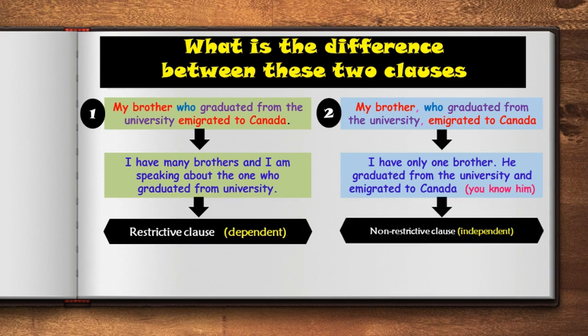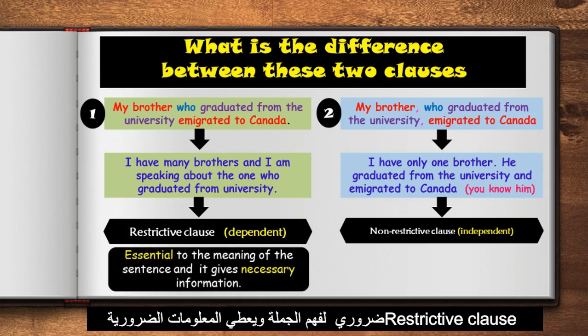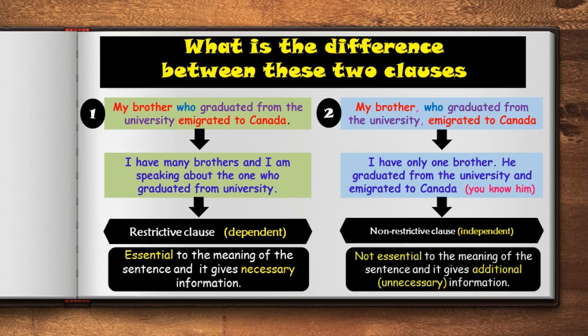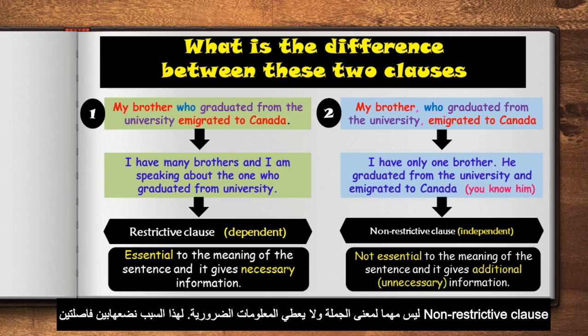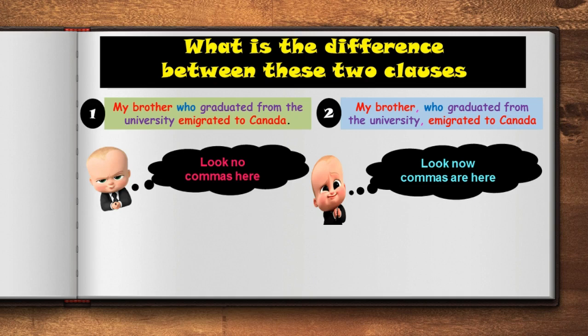So this one here is what we call a restrictive clause, and it is dependent. And here it's what we call a non-restrictive clause, and it is independent. The restrictive clause is important to the meaning of the sentence, because it gives the reader necessary or very useful information to understand what the speaker is talking about, while the non-restrictive clause is not very important and doesn't give necessary information. It only gives extra information, and it is always put between commas, because in number one there are no commas, and in number two we've got two commas.